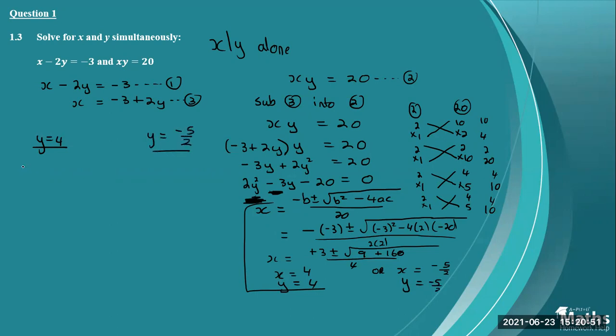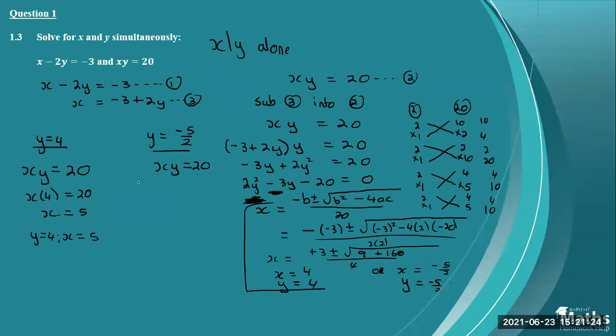But you still need to find the x value. So you can sub it into any of the equations. I'm just going to sub it into xy is equal to 20. So where the y value is 4, the x value will be 5. So this answer is going to be y is equal to 4 and x is equal to 5.